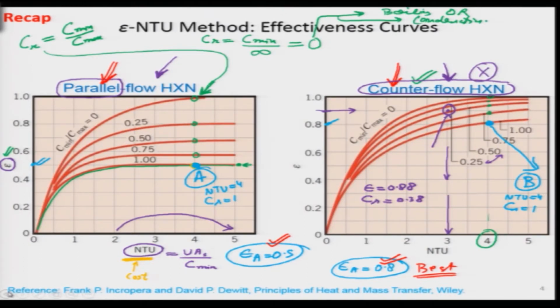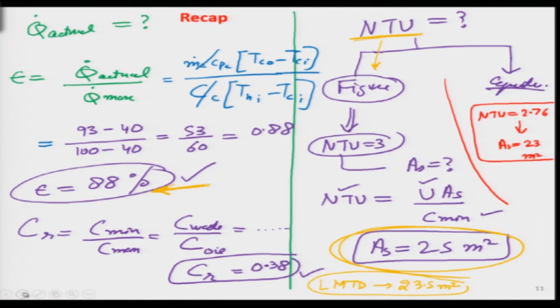So, that is where we were over here, and we figured out based on the value of CR and epsilon. One value was 88% for effectiveness and the CR value was 0.38. So, we could pick this dot over here, which gave us an NTU of approximately 3, and that value we plugged in over here. This is an approximate value we used for NTU, and we got an approximate value for area. It is about 25, which is pretty close to this value.